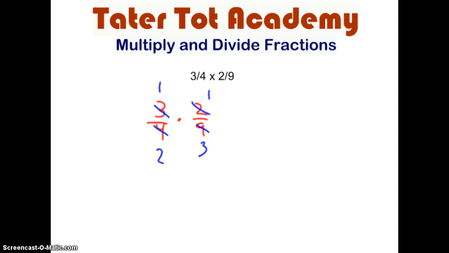Now all I have to do whenever I multiply fractions is to multiply across the top and multiply across the bottom. So as I look at what's left, I have 1 times 1 on top, and 1 times 1 is 1. Across the bottom, I have 2 times 3, or 2 times 3 is 6. And bing, bang, boom, I'm done with 1/6.